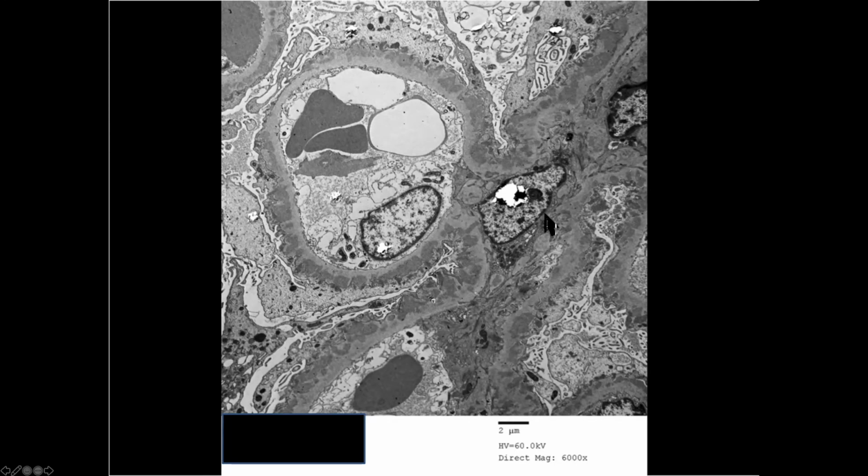How about the foot processes? There is diffuse effacement. Some areas are okay, but otherwise it's diffusely effaced. Okay, good. And the mesangium, I don't see much mesangial deposits. Right. Those are in the mesangial notch there as the GBM goes over the mesangium, but I don't see good deposits embedded in the mesangium yet. Okay, so mainly subepithelial and intramembranous. Yep.